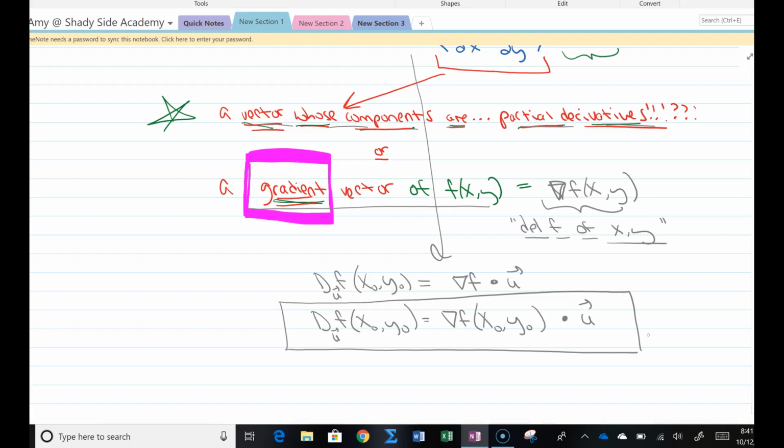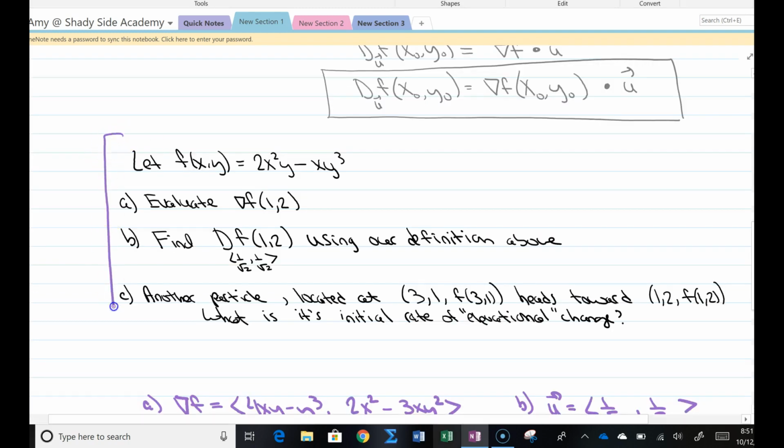So what I'd like to now do is work through a couple of questions that use the del f version of the directional derivative, and we'll do this in a layered way. We'll start with something fairly straightforward and move onwards from there.